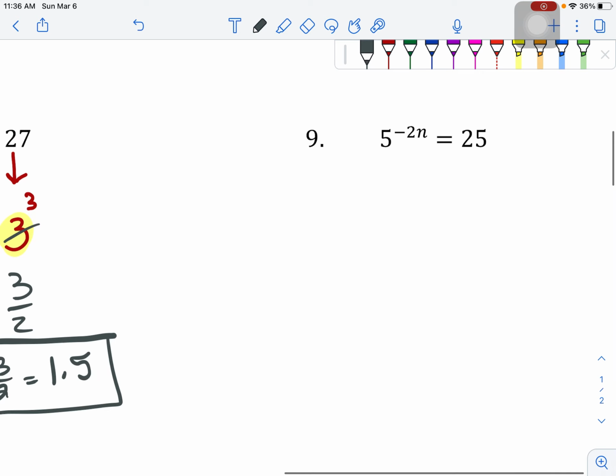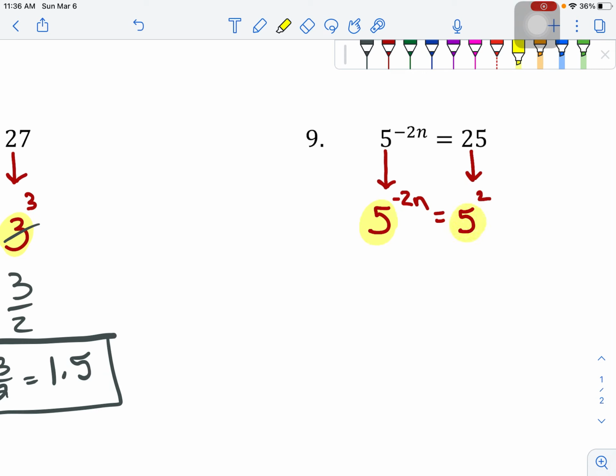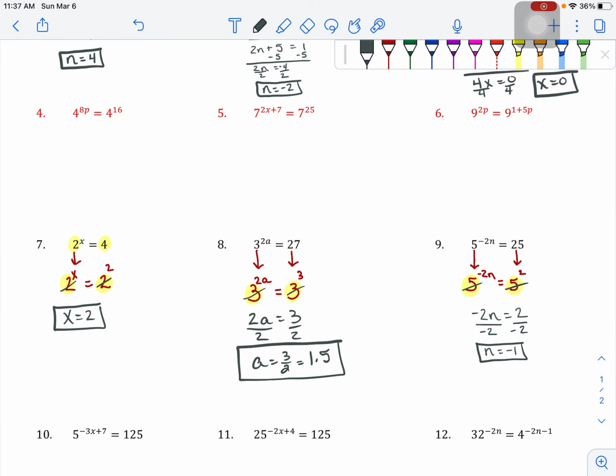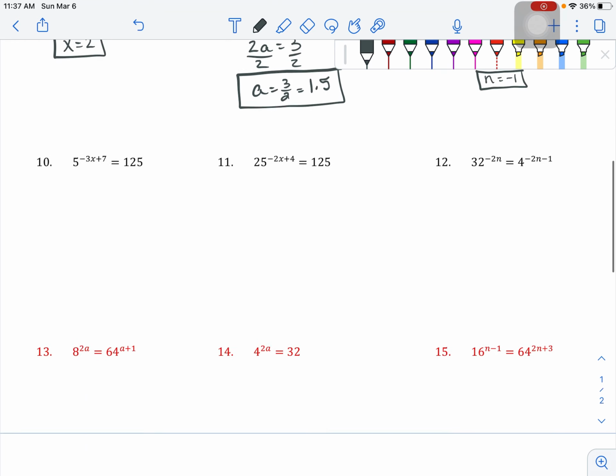Number 9. Bases are not the same, right? So I kind of try to start with my small one. Can I leave it as a 5? And can I make the 25 as a 5? And I sure can. 5 to the negative 2n. 25 is really 5 squared. Now I have my bases the same. So now I just take negative 2n equals 2. Divide by negative 2, n is negative 1. Okay, let's do 3 more, and you're going to do the bottom 3 for homework.